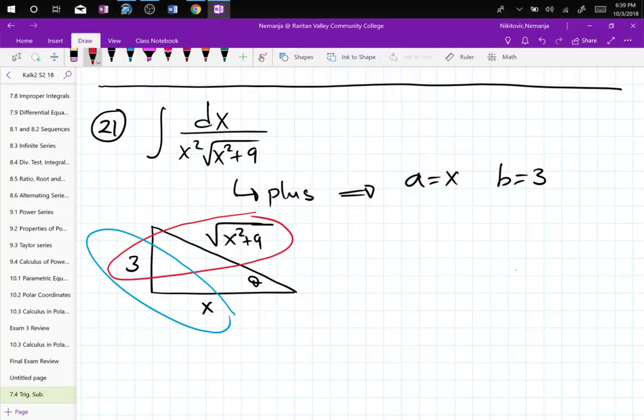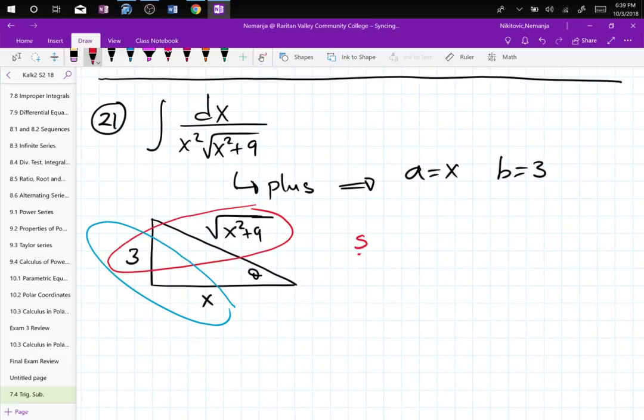So we're going to do cosecant cotangent pair. We're taking a look at the red formulas, and we see that we have opposite and hypotenuse, right? Opposite and hypotenuse are giving sine. So when we write sine theta, we get 3 over square root of x squared plus 9.